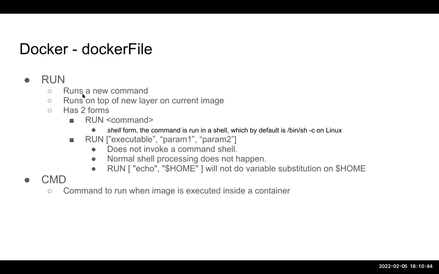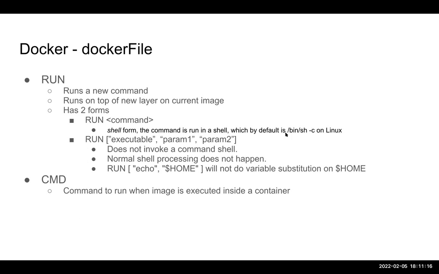RUN runs a new command. It runs on top of a new layer of the current image. So RUN has two forms. One is the shell form. The command is running in a shell, which by default is /bin/sh -c on Linux. Or you can pass an array of parameters. Generally in the array of parameters, you pass an executable, whether it is a .sh file or some executable file, and the parameters it takes. It does not invoke a command shell.